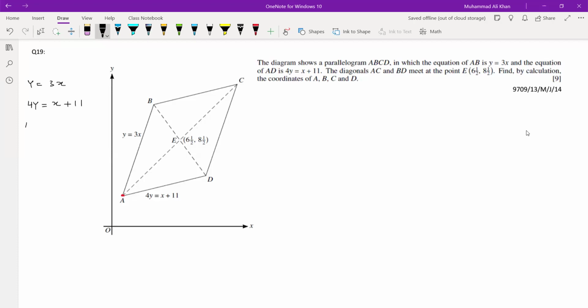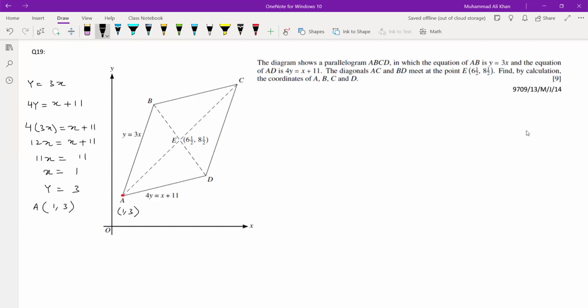y की जगह पर अगर मैं रखता हूं 3x, 12x equals to x plus 11. x इधर आएगा तो 11x equals to 11 and x equals to 1. So y equals to 3. The coordinates of A are 1, 3. Any confusion? A simple question.